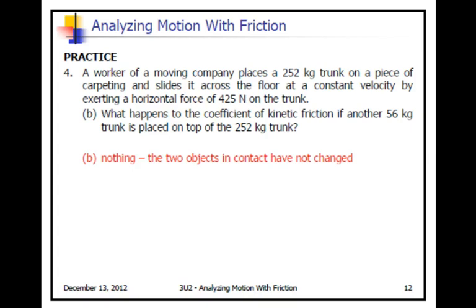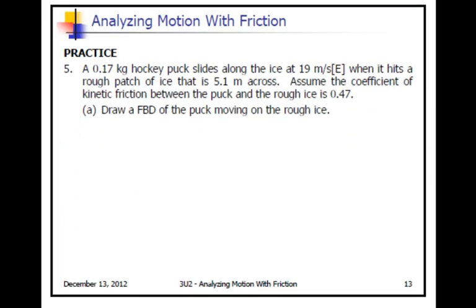And number 5. This one here says we have a hockey puck. It slides on the ice at 19 meters per second east. It hits a rough patch of ice that's 5.1 meters across. So let's see what's happening to this hockey puck, and this time we'll turn our camera on.